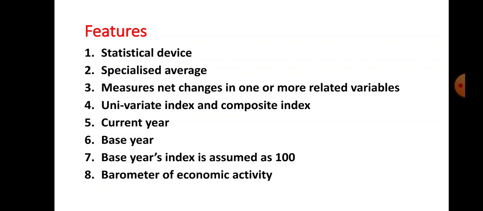Next feature is the current year. The year for which the index number is prepared or constructed is called the current year. That is an important feature of index number. Number 6 is the base year. The year with which the changes are measured is called the base year. Number 7: the base year's index is assumed as 100, and accordingly the value of the current year is calculated.